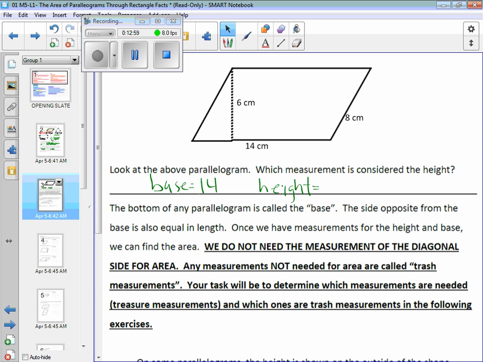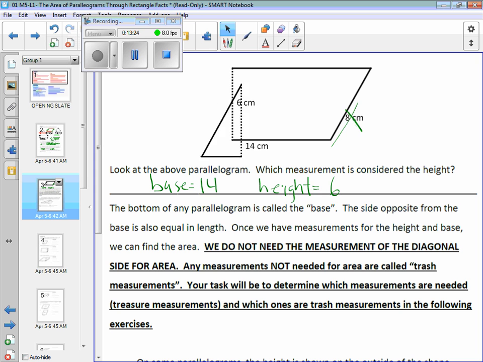This is called a throwaway number. It's trash. They put it in there because sometimes they'll ask you perimeter and you would need it. But this is my height, 6. And my base is 14. That's why the 2 formulas will work. We're ready? 14 times 6, base times height, right? See it? Ready, watch.